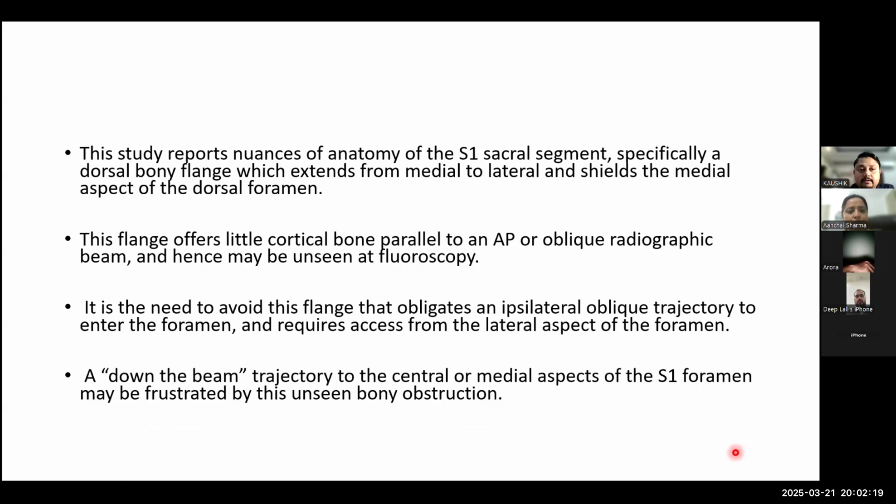So from this study, they have reported nuances of the S1 sacral segment, and they have specifically described a dorsal bony flange, which extends from the medial to lateral part and shields the medial aspect of the dorsal foramen. This flange actually is a very thin cortical bone, and hence it is very difficult to visualize on fluoroscopy. A down the beam trajectory of the needle to the central or medial aspects of the S1 foramen as such might make the entry difficult. And it is this need to avoid this flange that obligates an ipsilateral oblique trajectory to enter the foramen and requires access from the lateral aspect of the foramen.